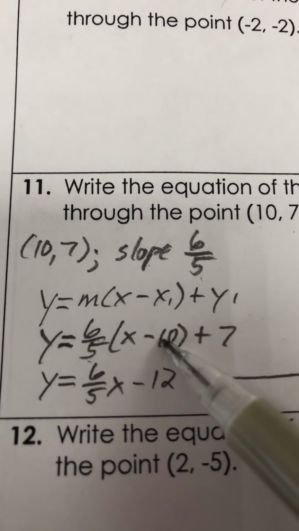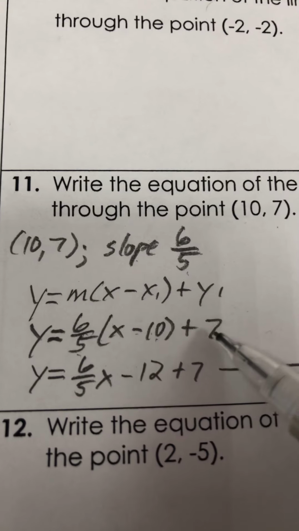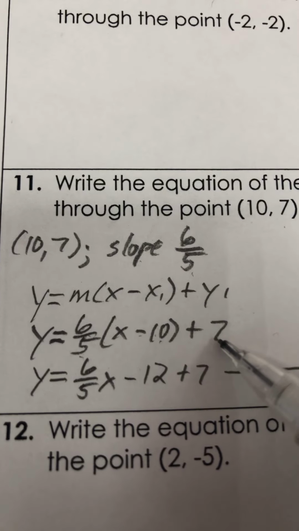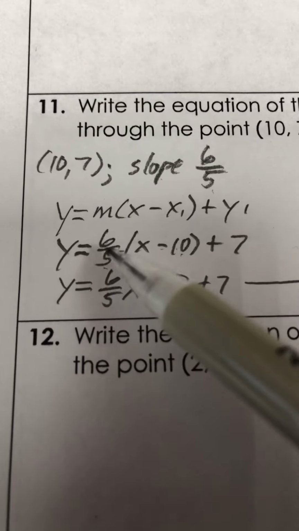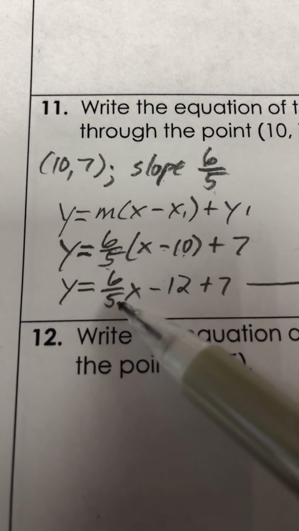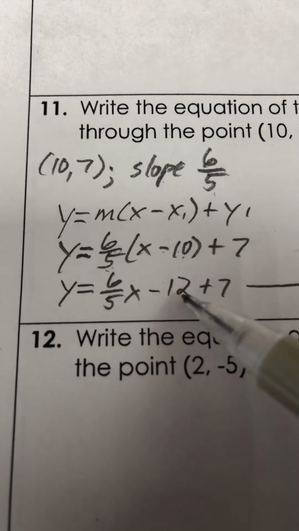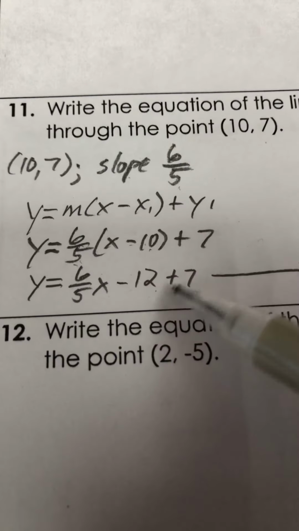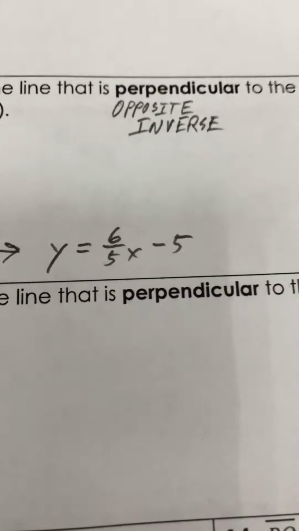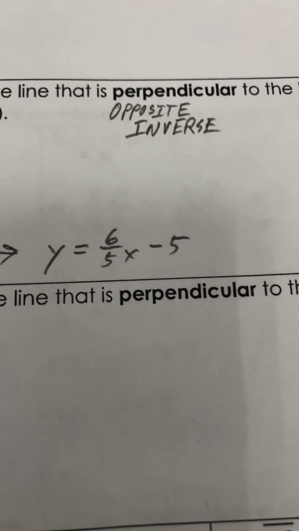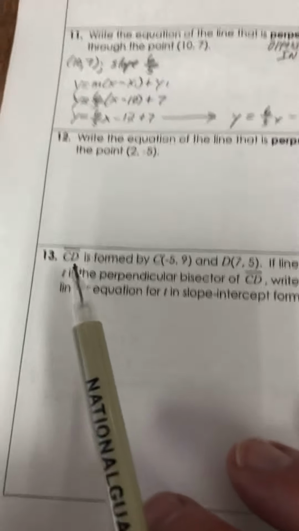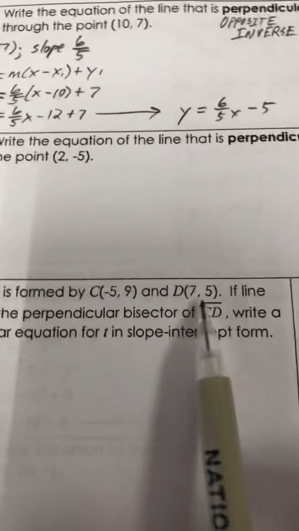And my x1 I'm subtracting, so I'm subtracting 10, and my y1 7, I'm adding that. I end up getting 6/5 x minus 12. 6/5 of negative 10 is negative 12, and I add 7 to that, and I end up getting this as my perpendicular line in slope-intercept form. Number 13. We have CD is formed by these 2 points, right?